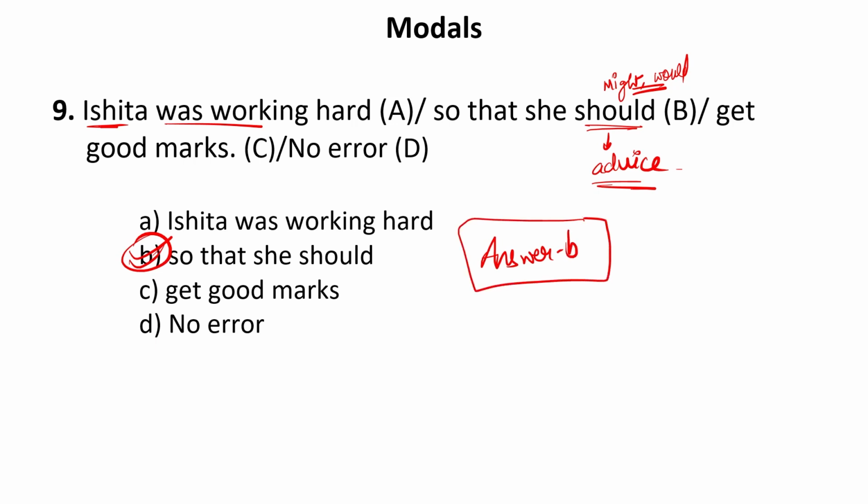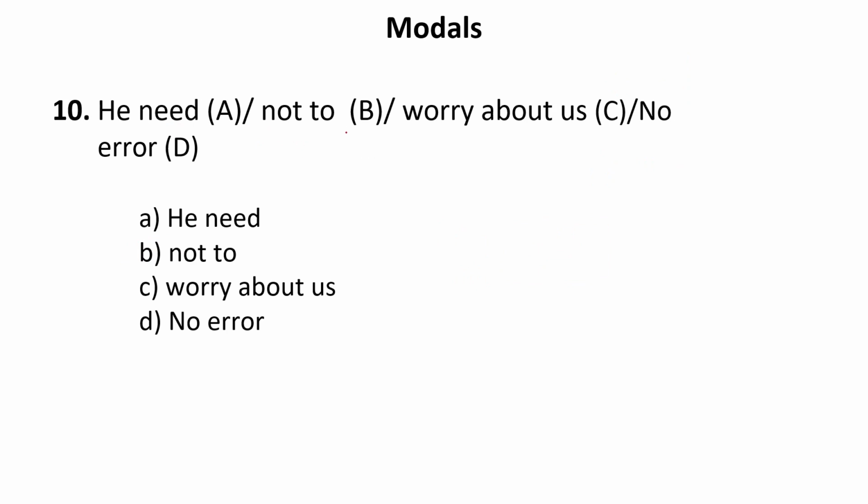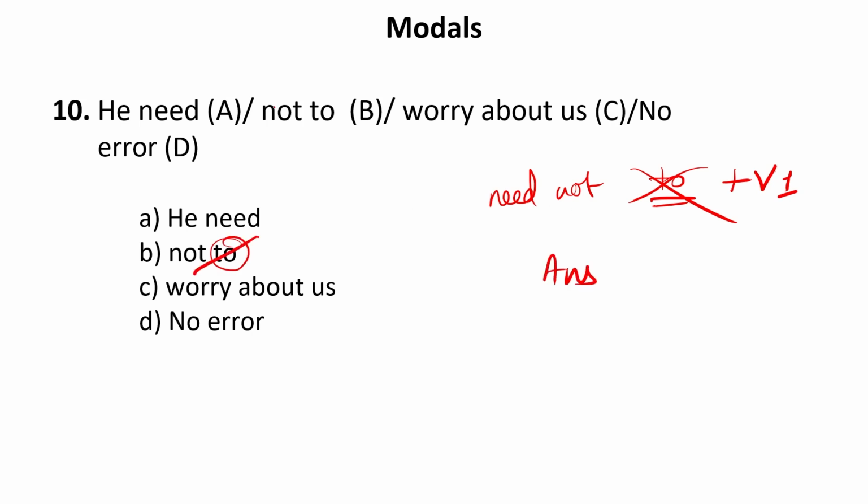Now let us move to the next one. He need not to worry about us. Now whenever we write need not, we do not write to after it. In fact, we only use verb first form. So this to is incorrect over here. So our answer is B.